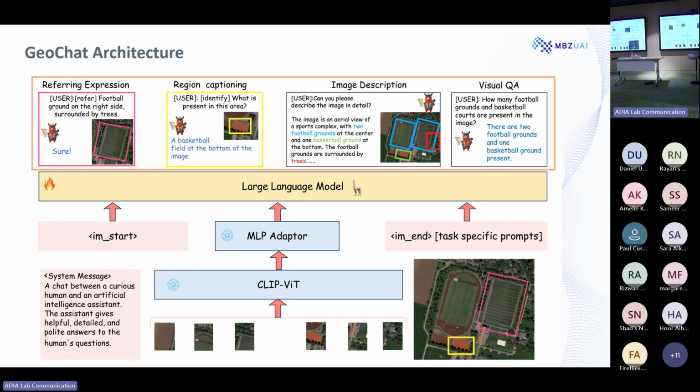So what are these specific prompts? These tell the model which type of task the user is interested in. For example, in the case of referring expression, the user is interested in localizing an object based on its textual description. For example, the question was that the user is interested in the football ground on the right side of the image, surrounded by the trees. Based on this query, where the user wants the bounding boxes, we start with the token refer. This token tells the model, okay, the user needs a bounding box, so it will output a bounding box. Similarly, for region captioning, we use the identify token. It tells the model that the user will give you a box, and wants an answer specifically about that box within a specific part of the image. And we have the other tokens for image description and the VQA model.